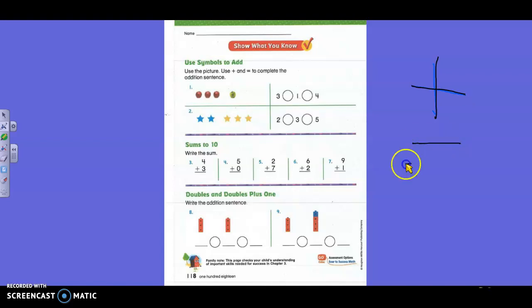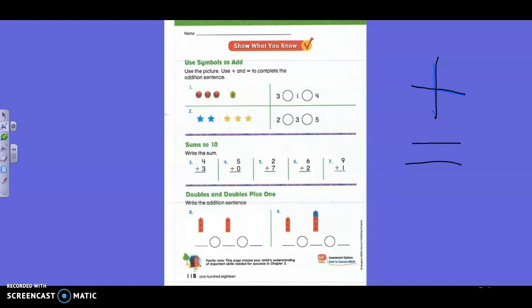And the equal to symbol. Okay? Alright? The plus symbol and the equal symbol. Right here, they're giving you what they are. And right here, the circles are where you're going to put the plus or the equal. Okay? Then it says write the sum.